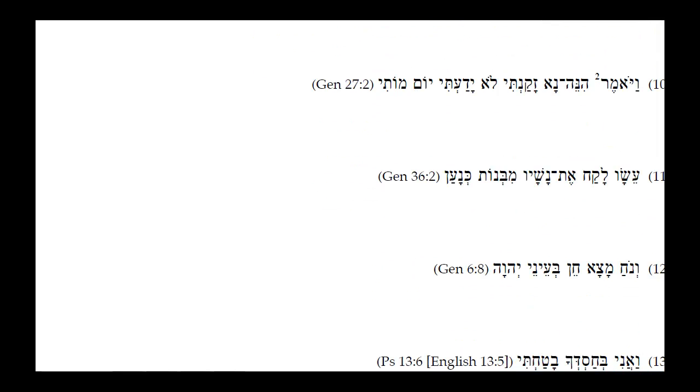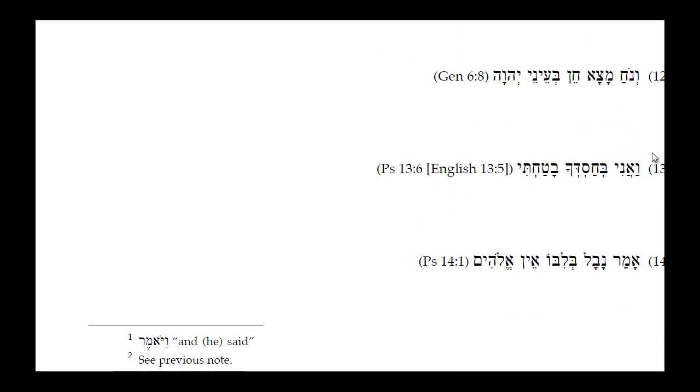Okay, let's go on down here to number 12. We've got a few more left to go. And before we finish up, Vayimtza Noach chen be'eynei Adonai. And Noah found favor or grace in the eyes of Adonai, in the eyes of the Lord. Matza is Qal stem, perfect conjugation, third masculine singular. Noah is the subject of the verb here, matza. Grace is the object of matza, the direct object, and the be'enei is the prepositional phrase, in the eyes of Adonai.